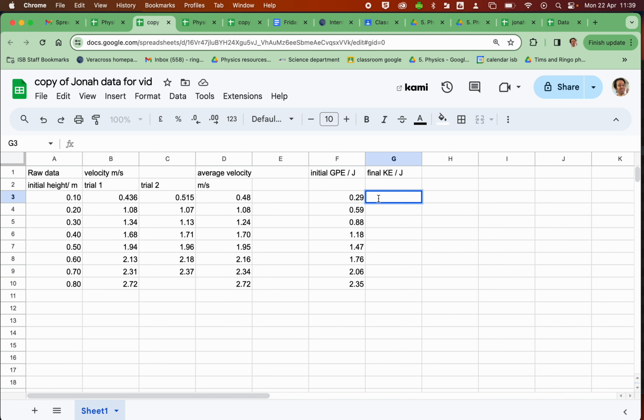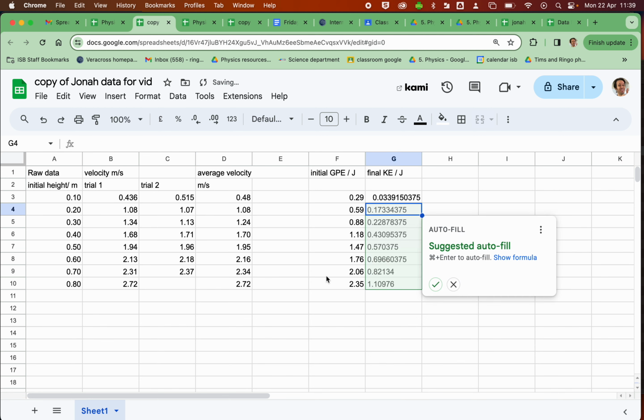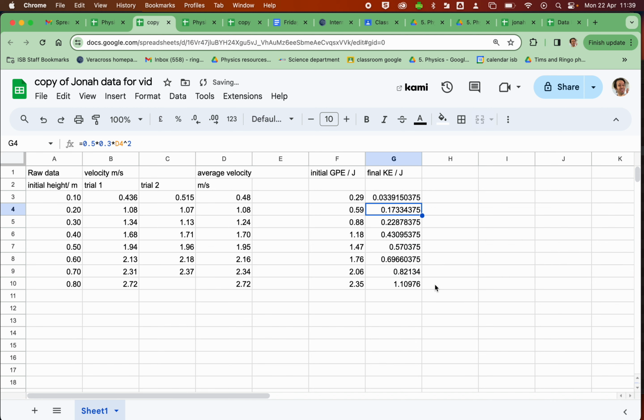KE, the equation is 1/2 mv squared. So instead of 1/2, I'm going to do 0.5 times the mass, which was 0.3 kilograms, times the velocity squared. So I'm going to click on the average velocity, and I'm going to use a caret, or a little hat, for the squared symbol. So that's velocity squared. And then, do I want autofill? Great suggestion, Google Robot. And then fill down.